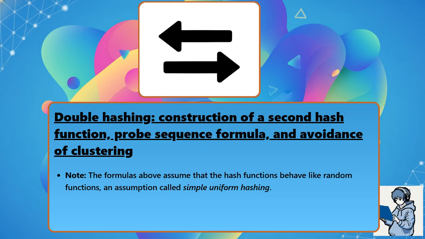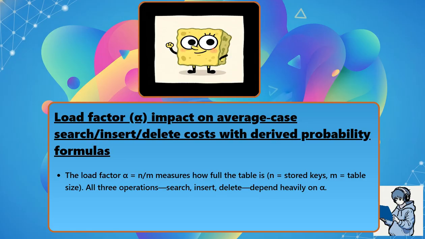Note: the formulas above assume that the hash functions behave like random functions, an assumption called simple uniform hashing. The load factor alpha equals n/m measures how full the table is. n equals stored keys, m equals table size. All three operations, search, insert, delete, depend heavily on alpha.